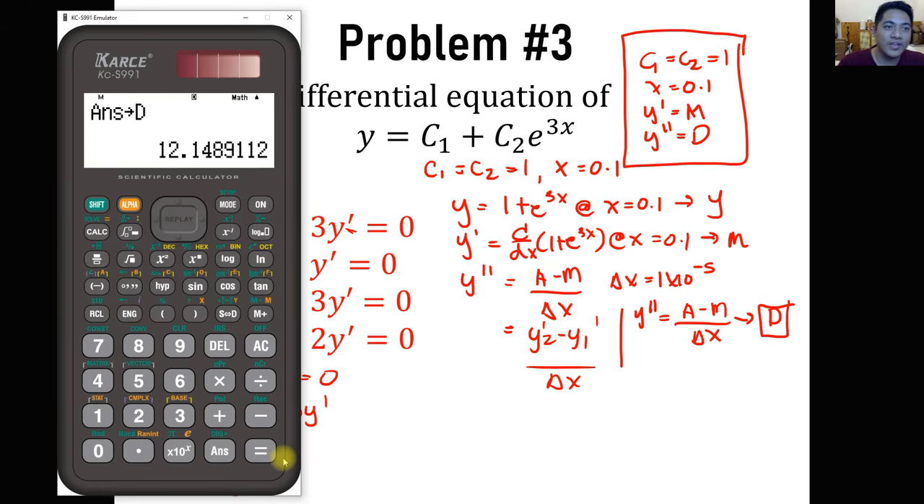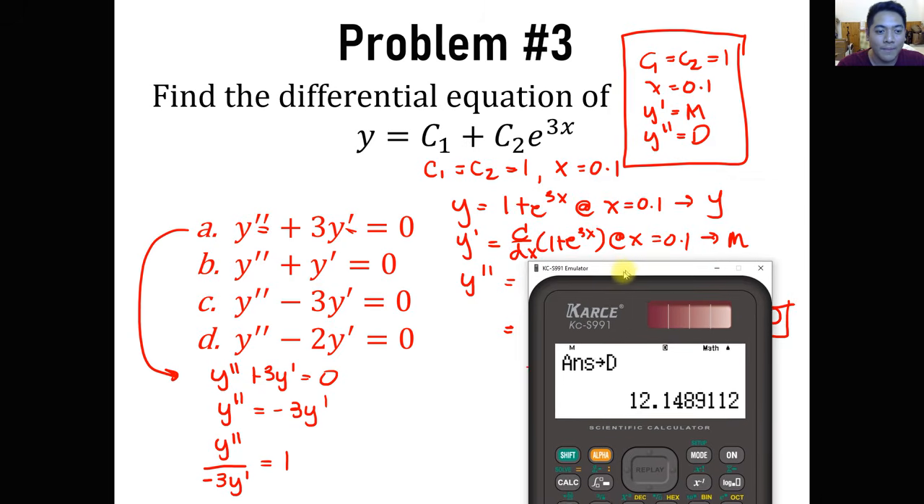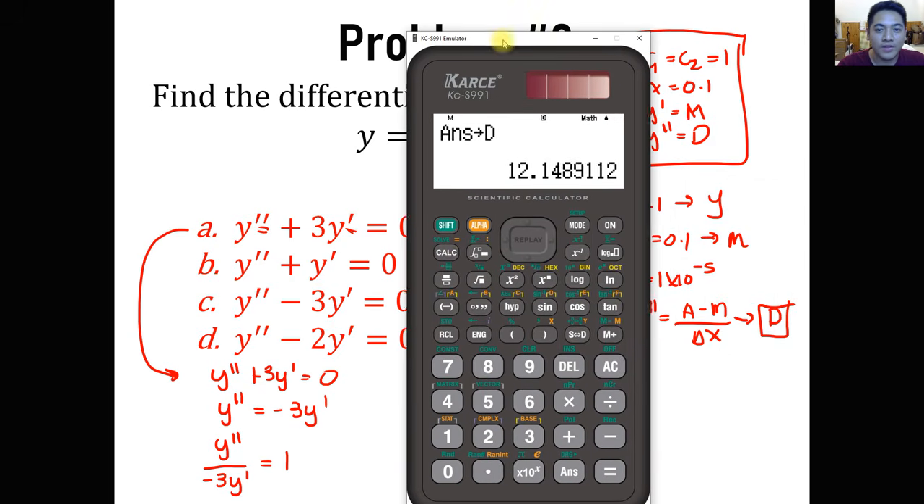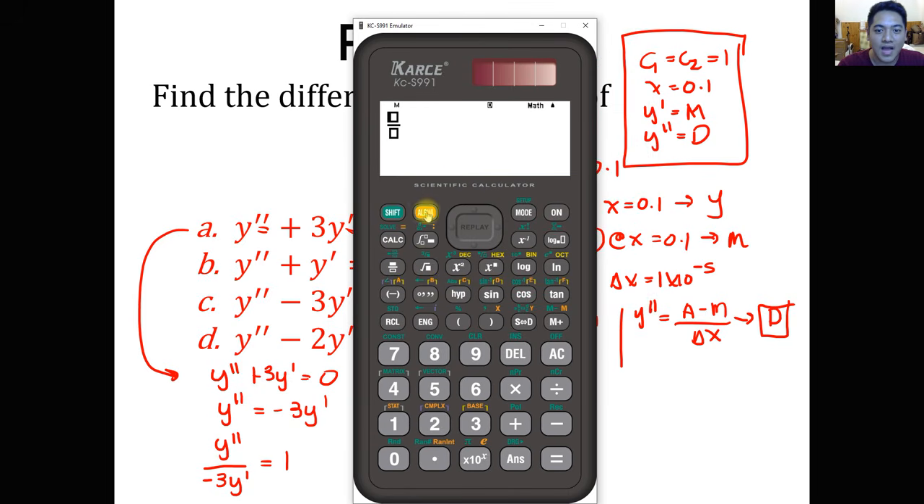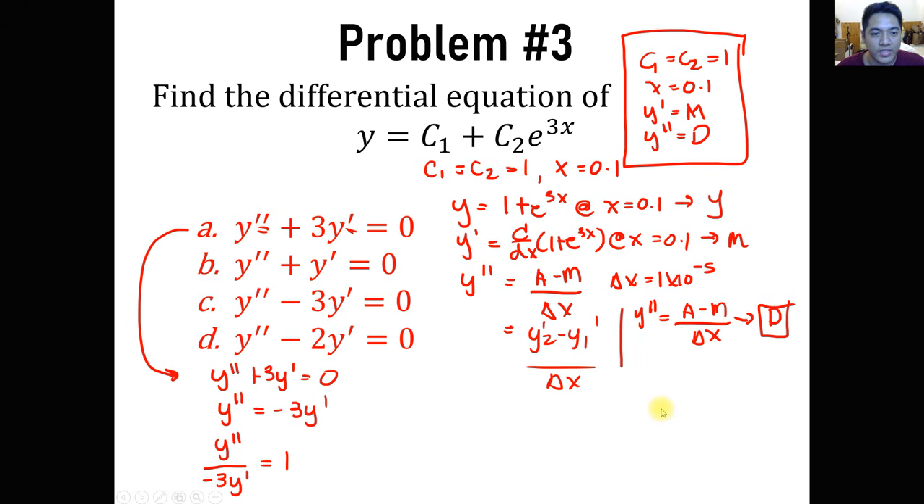Okay? So in order for the right side of the equation to become 1, when you try this in your calculator, you have y double prime, that's alpha d, all over negative 3, and then alpha m because of y prime. So that's how you type it. If this is equal to 1, that's the correct answer. So this is negative 1. Negative 1 is not equal to 1, so moving on to the choices.